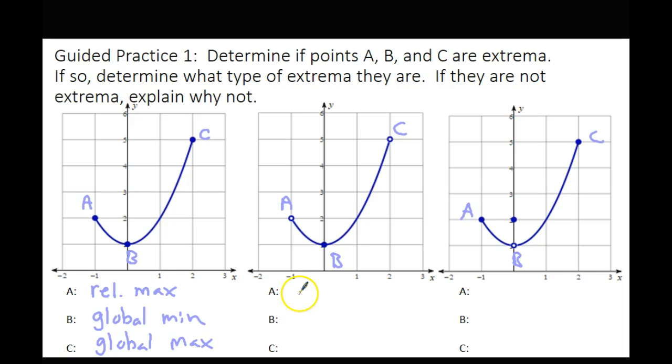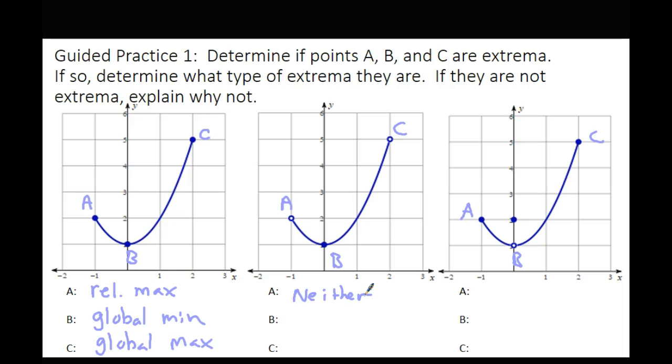All right, how about here? A. That would be none, right? Neither. It doesn't exist. There's nothing there. And the thing is, you guys, you can get closer and closer to A, right? So there's always going to be another point that's higher than that. Does that make sense? But you'll never get to A. So there's nothing there.